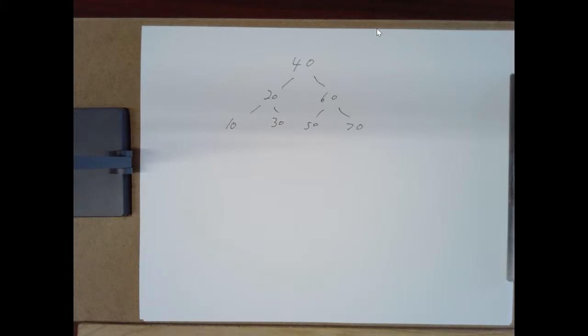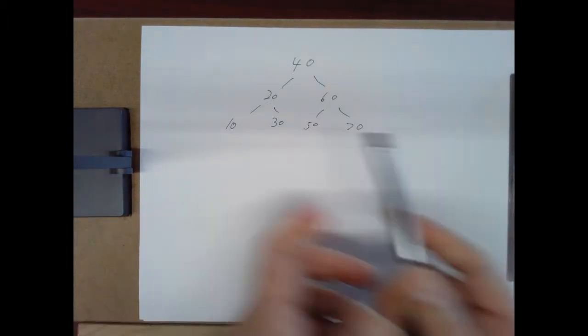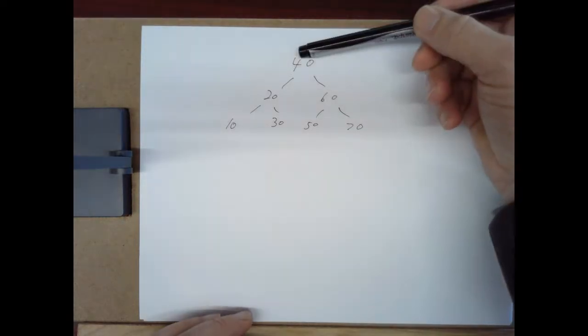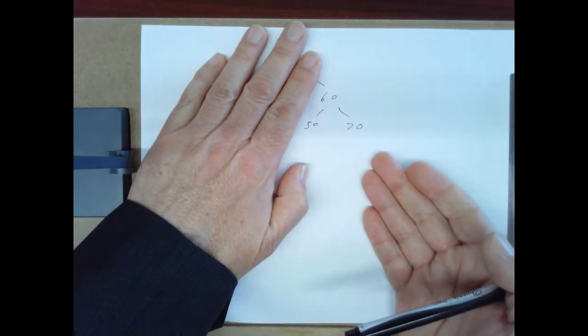So that's a BST. So remember, what does it mean to be a BST? It means that for any node, everything on the left is less than that node, everything on the right is greater than that node. Okay, so if we look at the root 40, everything over here is less than 40, everything over here is greater than 40.